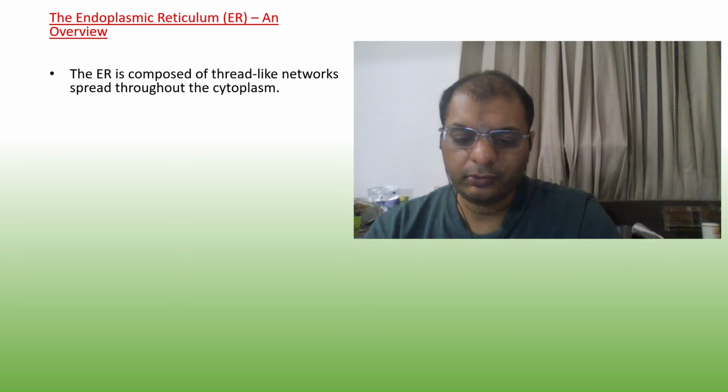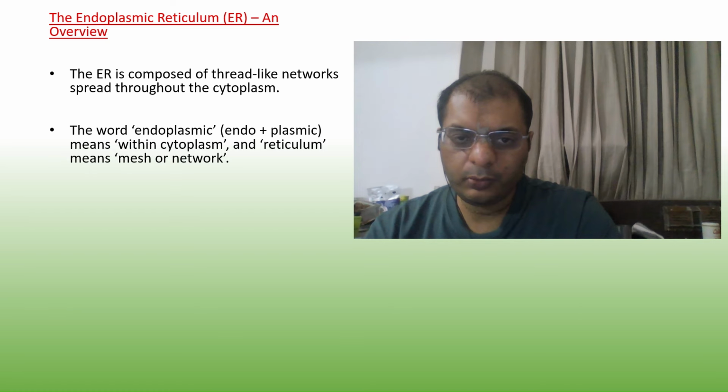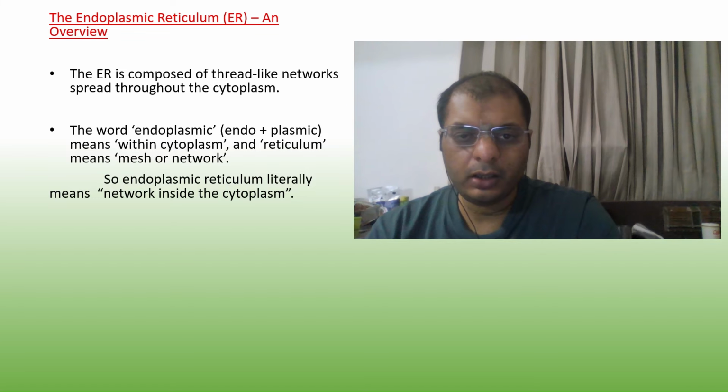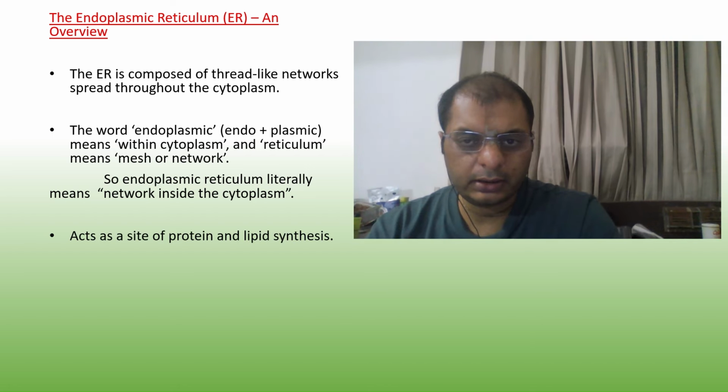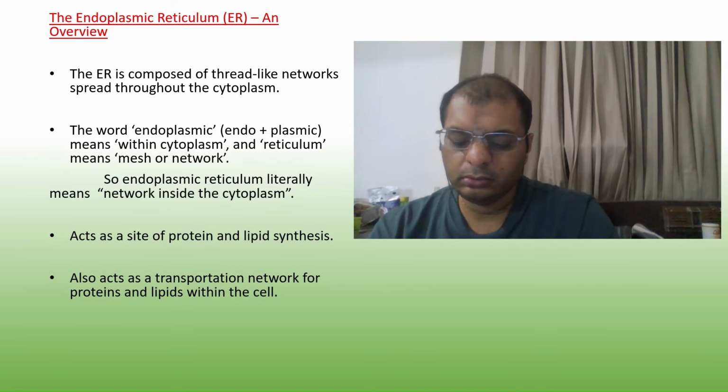Now for a general overview of the endoplasmic reticulum, or ER in short. So the ER is in the form of thread-like networks which are spread throughout the cytoplasm. In fact, the word endoplasmic means within the cytoplasm, and reticulum of course means a network or mesh. So the term endoplasmic reticulum literally means a network inside the cytoplasm. The primary function of the ER is that it is a site for the synthesis of proteins and lipids. It also carries out transportation of proteins and lipids within the cell.